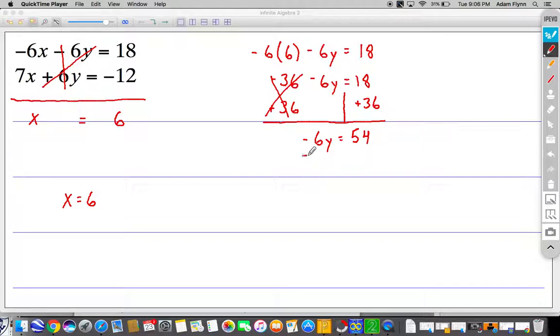So last step, I'll divide both sides by negative 6. When I do that, negative 6 divided by negative 6 will leave me with a coefficient of 1. So I don't need to include it. I've got the y by itself. And I know that 54 divided by negative 6 is going to be negative 9. So the point where these two lines cross, or the solution that satisfies both of them, is going to be 6, negative 9.